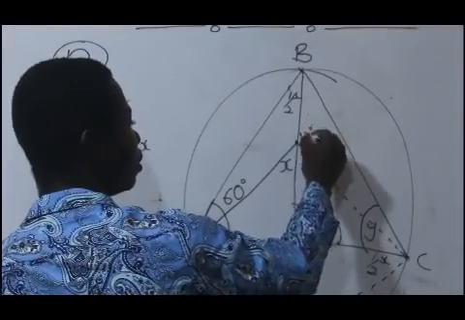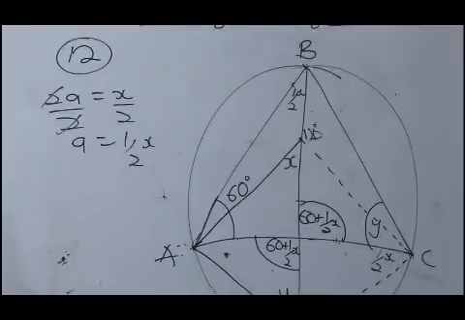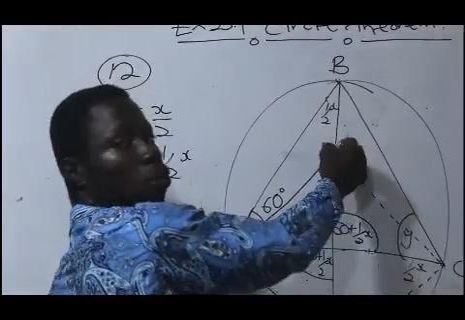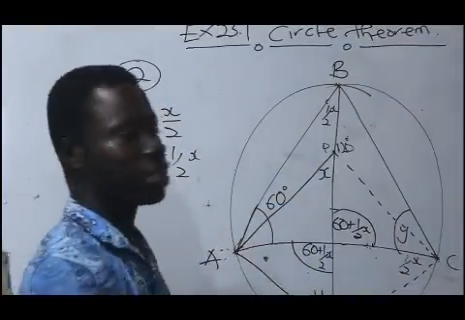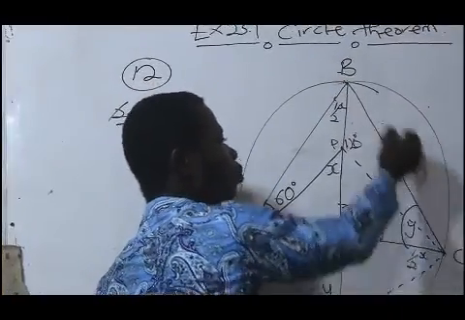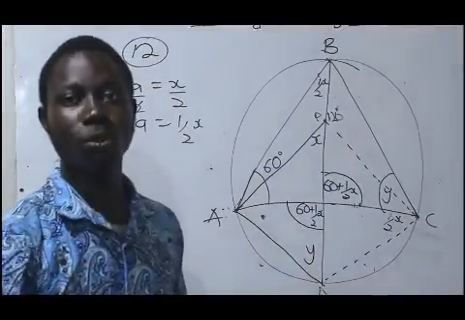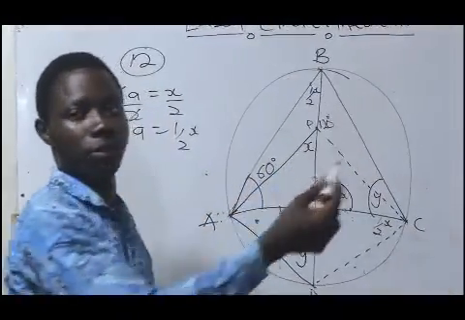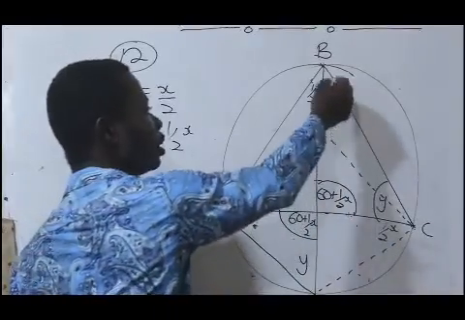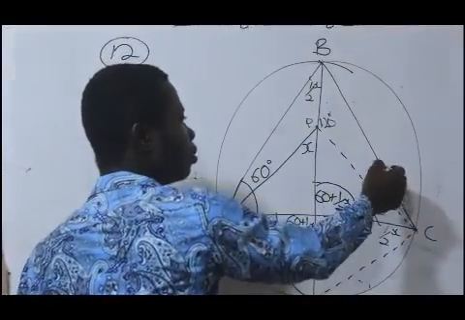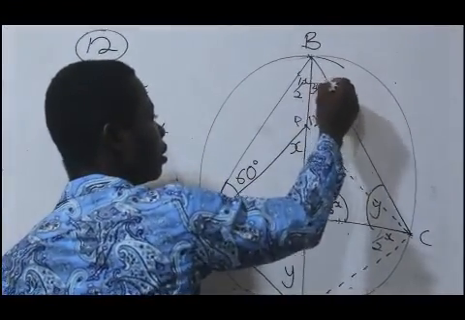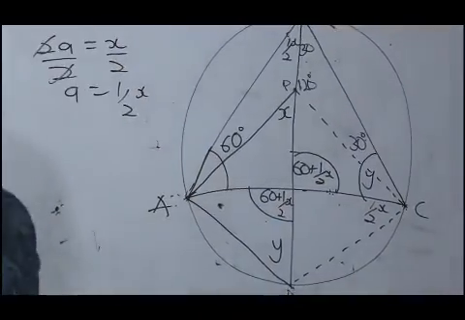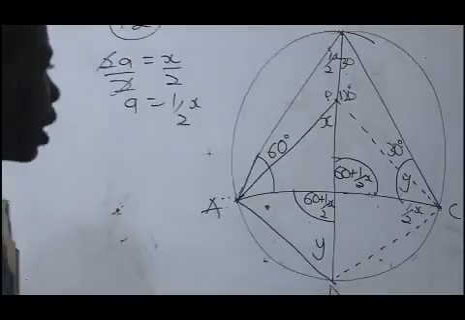Since the line from O to C is a radius, and from O to B is also a radius, this triangle becomes an isosceles triangle. Therefore, its two base angles will be equal. When we deduct 120 from 180, we get 60. Then the 60 will be shared among these angles. So we have 30 here, and we also have 30 here. We have 30 degrees.